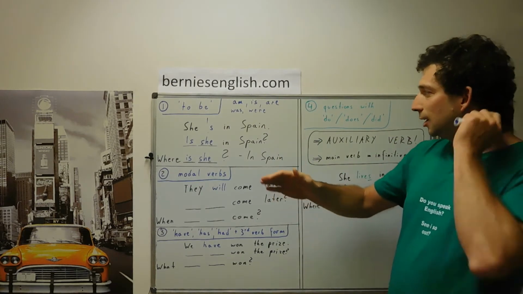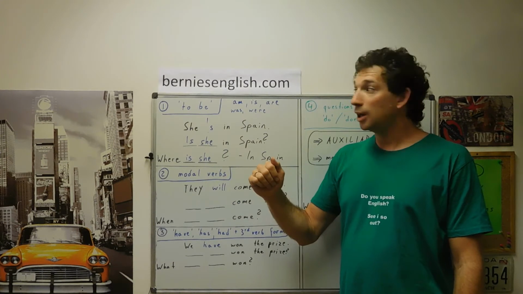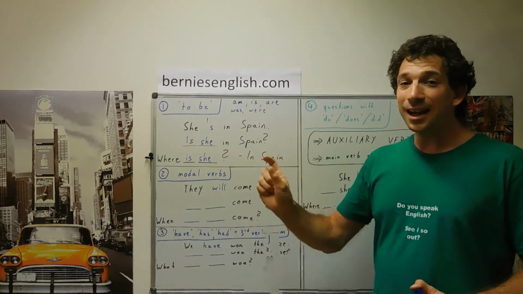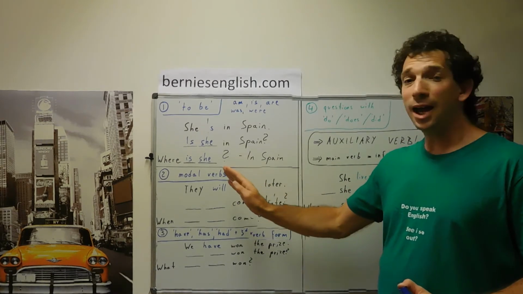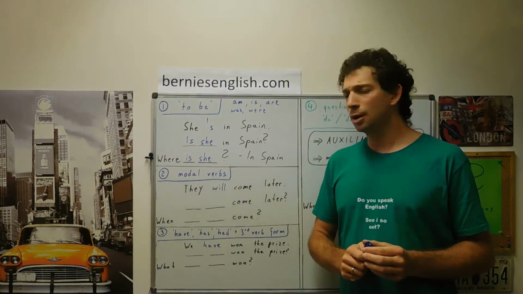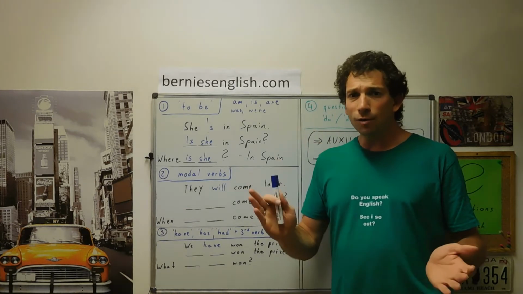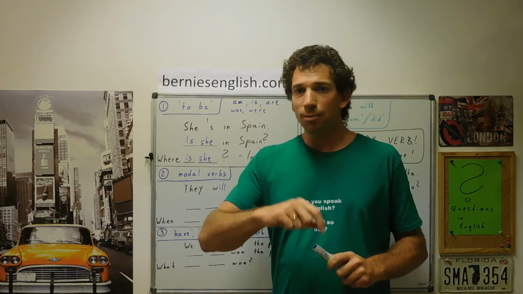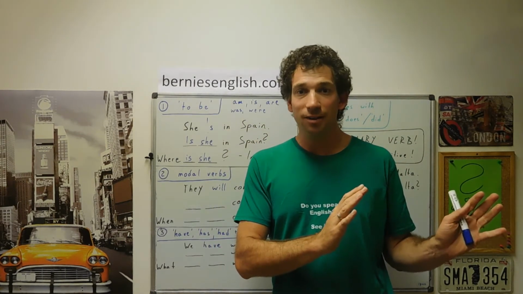So, we have seen how to make questions that use the verb to be. We follow exactly the same steps when we have a modal verb in our sentence. And what is a modal verb? Modal verbs are special verbs. You may have learned about them in another context.